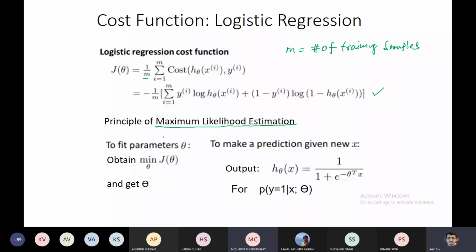So now what do we want to do? We have this J(theta). We want the minimum of J(theta), because it's a cost function, and we have to make the cost function minimum. That is the same logic. So we have to find such a theta so that we can make this J(theta) minimum. That is the thing.